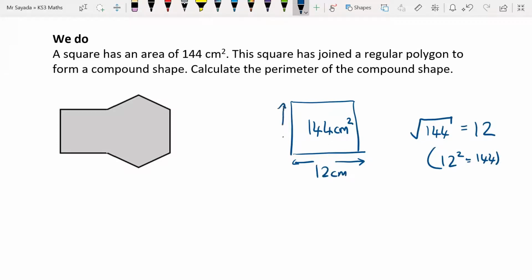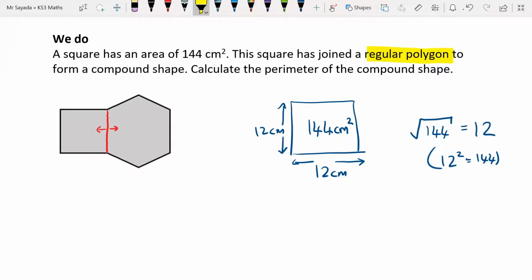So what's the length of this side here? Say your answer to the video now. This side is also 12, it's a square. Now we go to our shaded shape and we realize that this side over here, it's a side of the square, but what is it also a side of? Say your answer to the video now. You should have said that it's also a side of the regular polygon. But what regular polygon is it? Pause the video and work out what regular polygon is attached to this square.